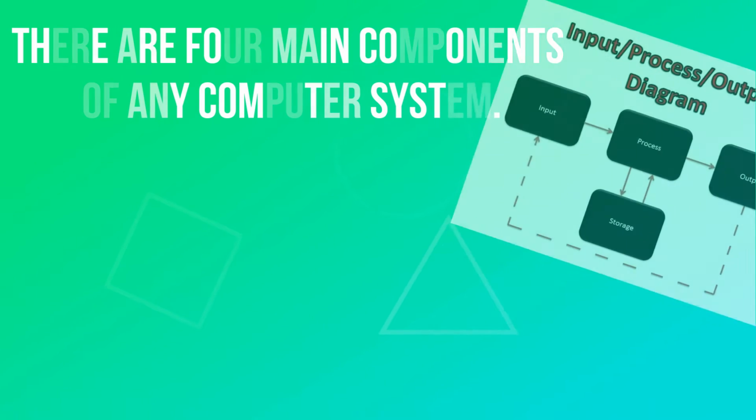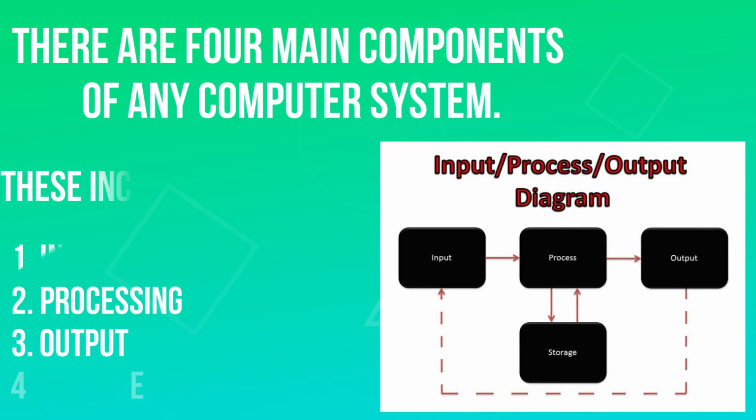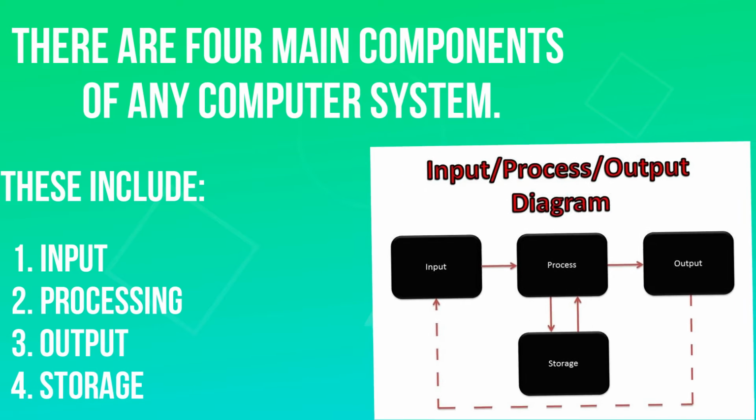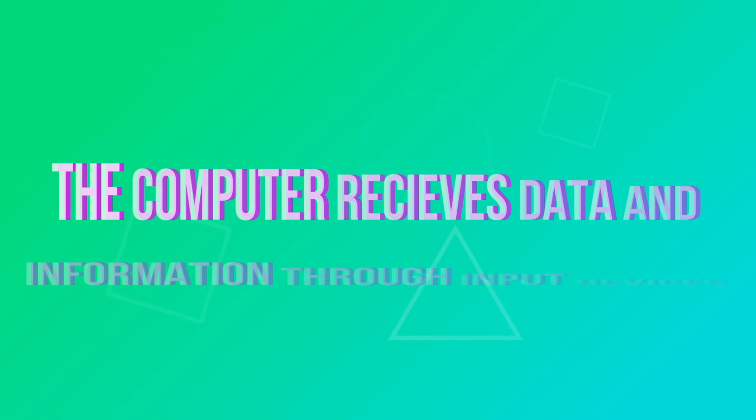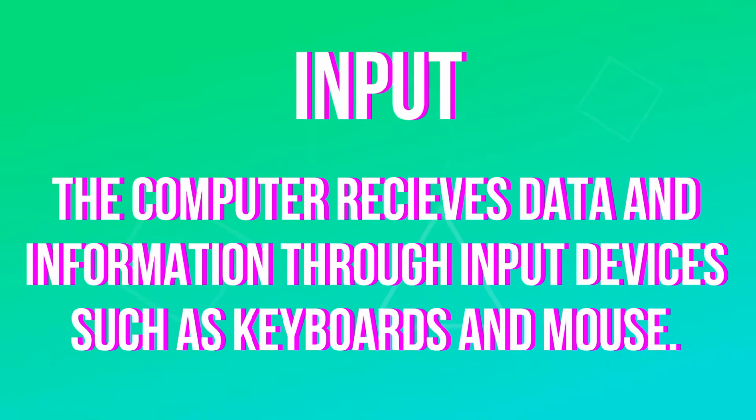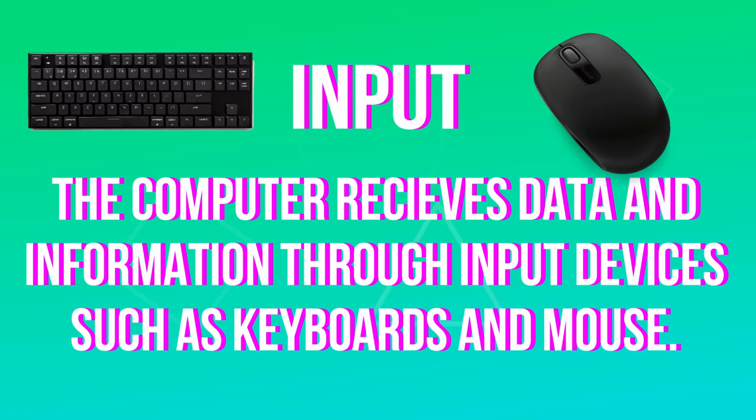There are 4 main components of any computer system. These include input, processing, output, and storage. Input. The computer receives data and information through input devices such as keyboards and mouse.